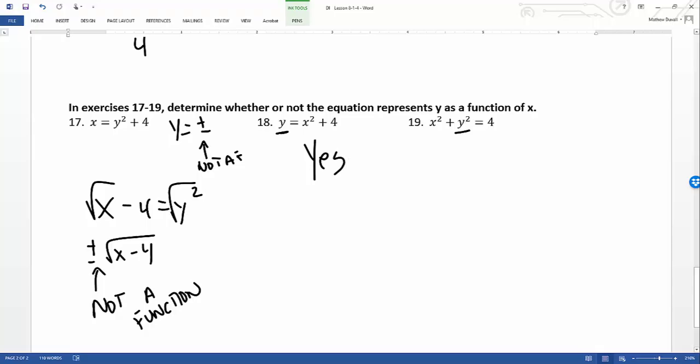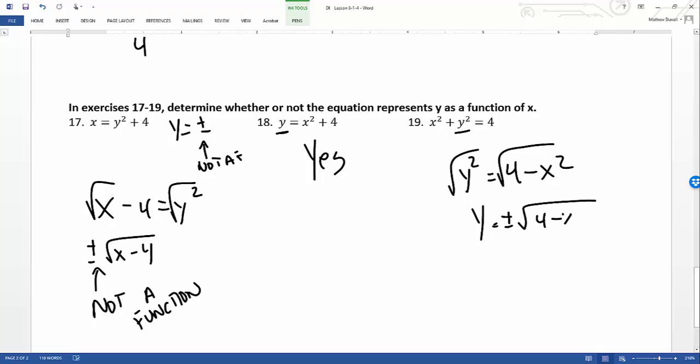Likewise here, in getting that by itself, if I were to subtract the x squared, because I took the square root, you get that plus or minus, so therefore it's not a function. And the reason is, remember, for every one input, there needs to be one output. Well, if I pick a value for x, my one input, it gives me two outputs, a positive and a negative version of that output. And that's the reason why it's not a function.